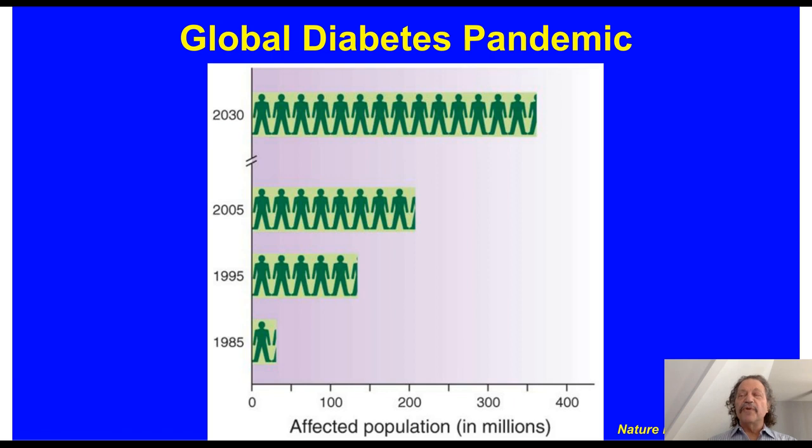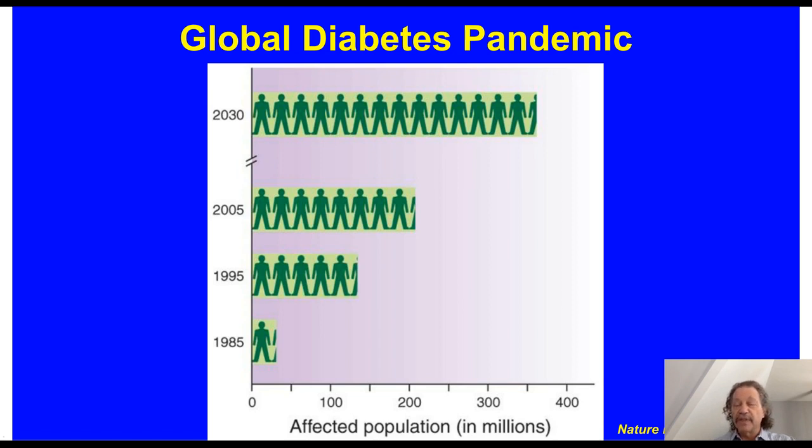So long before there was a global COVID pandemic, there was a global diabetes pandemic. This slide from a paper published in 2005 shows on the vertical axis the years, on the horizontal axis the affected population in millions. In 2005, they estimated there were slightly over 200 million people in the world with diabetes, and the prediction was by 2030 there would be approximately 350 million.